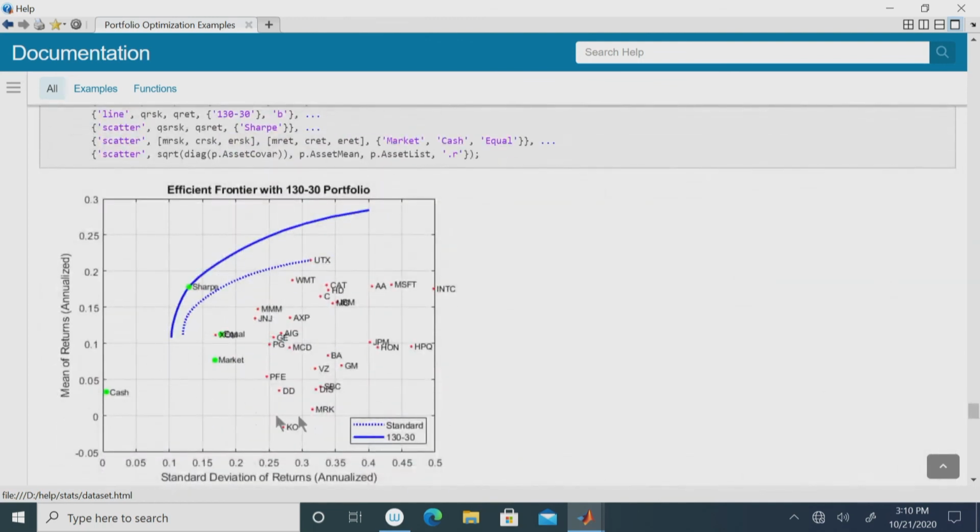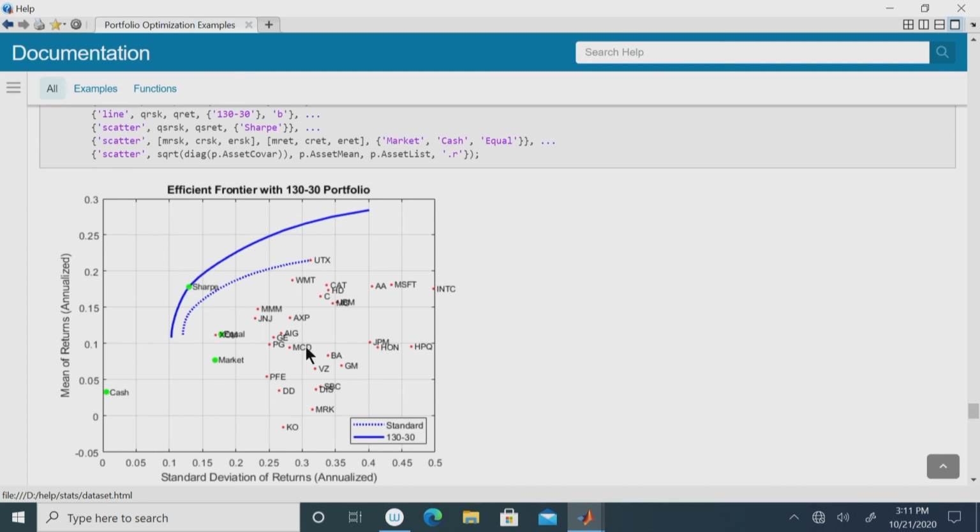Here is an example where you can see that the dotted one is the standard efficient frontier, and the one above it in bold is the efficient frontier involving this 130-30 portfolio strategy. And here is the Sharpe ratio, or rather the portfolio with the maximum Sharpe ratio.